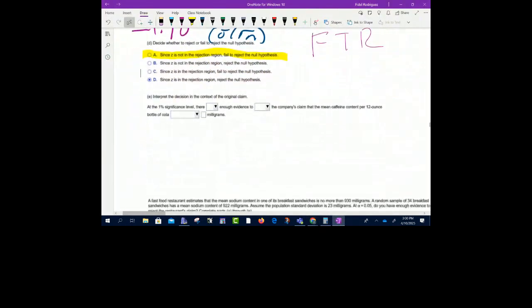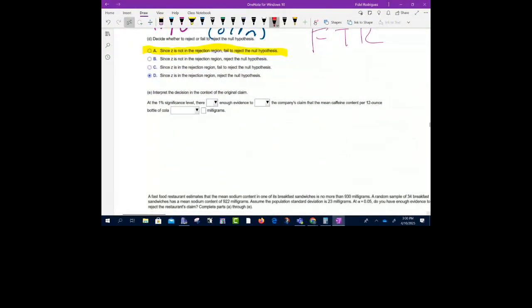So look, y'all, right here. We're going to say there is not enough evidence to, what do we say? Reject the claim that a 12-ounce bottle of cola, I think it's going to say has or was, 40? Yes. There you go.